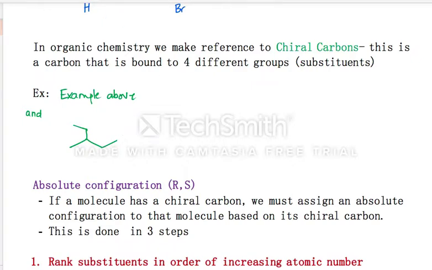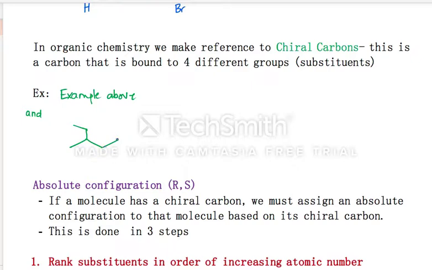Here we have our first carbon. The first carbon here is bound to this other carbon and 3 H's. Is it chiral? No, it is not, because it's bound to 3 H's, which means it doesn't have 4 different substituents. Same thing with this carbon. This carbon is bound to this carbon and to this carbon and 2 hydrogens. So not 4 different substituents.